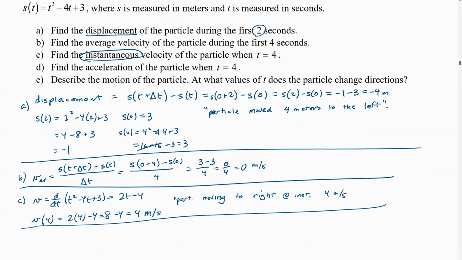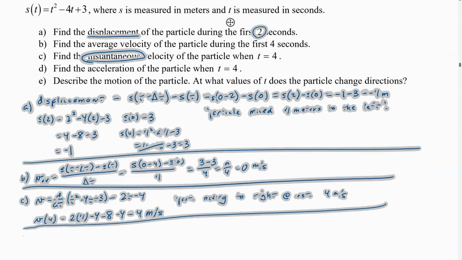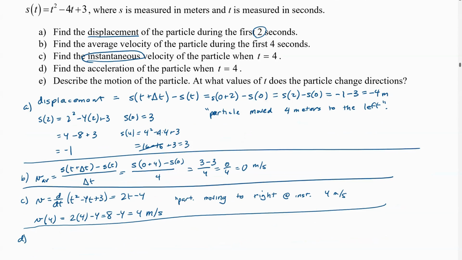Great. What about the acceleration at time 4? Well, what do we say acceleration is? Gosh, my D's and my A's look very much alike. It's the derivative with respect to time of velocity. Well, velocity we said was 2t minus 4. So that's going to be 2 meters per second squared. And because it's a constant, since there's no t in there, that means the acceleration is always 2 meters per second squared.